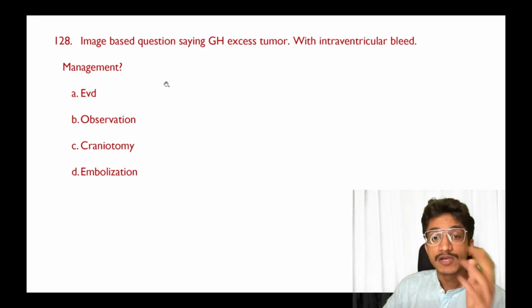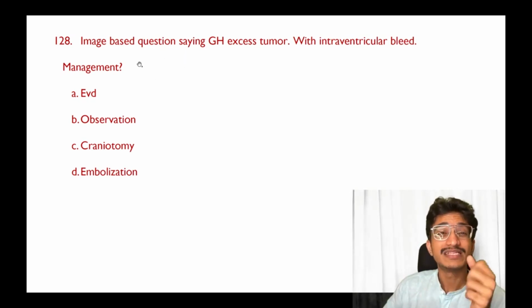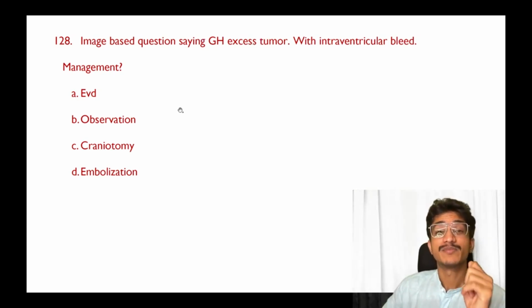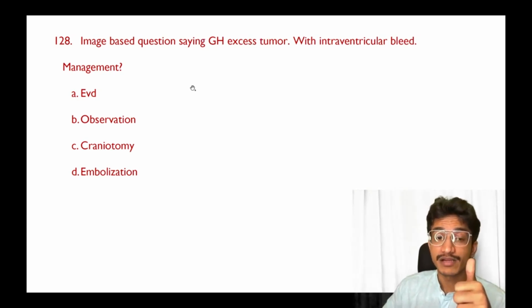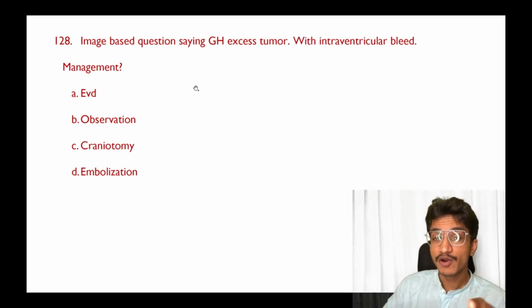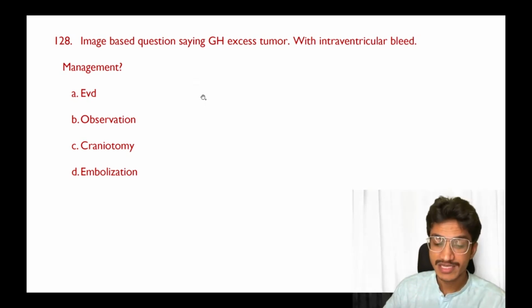Now, growth hormone excess tumor with intraventricular bleed management. If this is the question, that is a growth hormone excess tumor, a pituitary tumor with intraventricular bleed. I am not really sure what the question is asking, so I will not be able to discuss this.